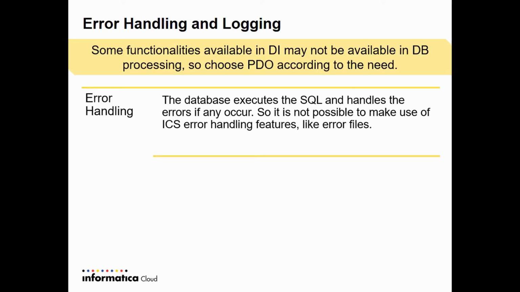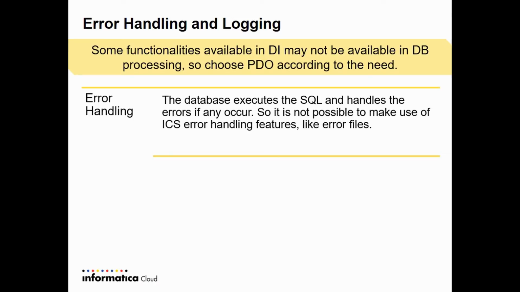If any error occurs, the database handles the errors. So it is not possible to make use of ICS error handling features like error files. If we configure a session for full pushdown optimization and the session fails, ICS cannot perform incremental recovery because the database processes the transformations. Instead, the database rolls back the transactions.